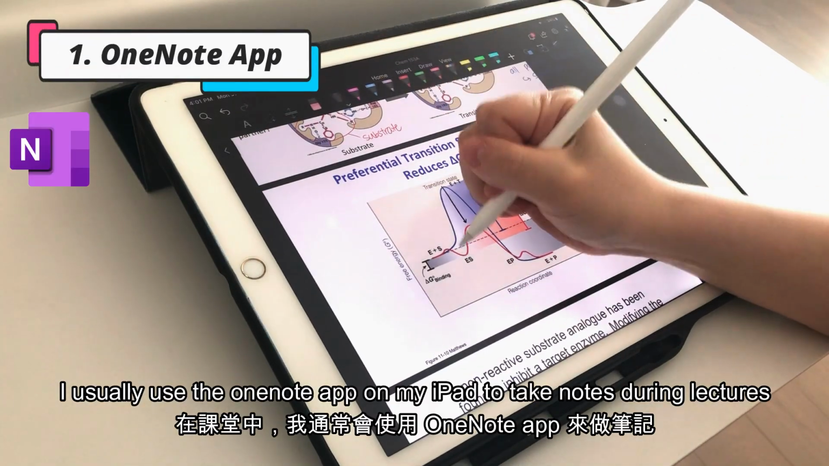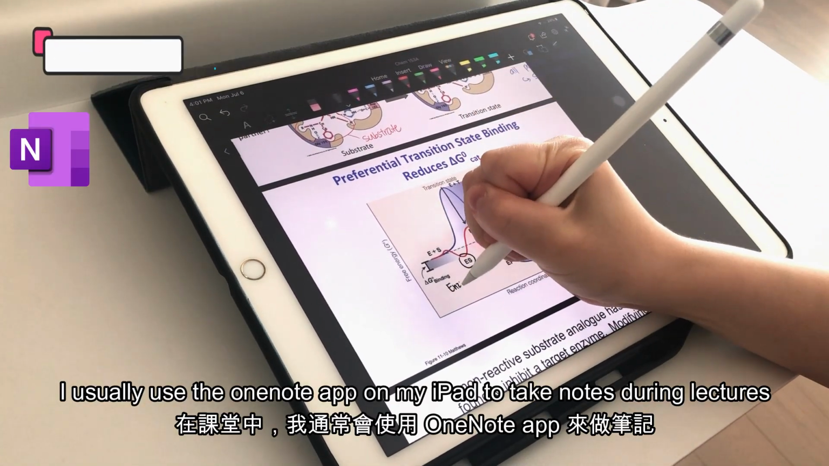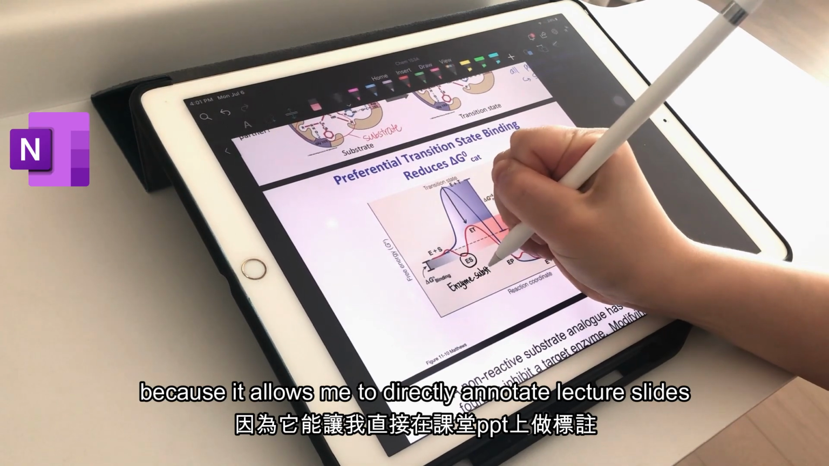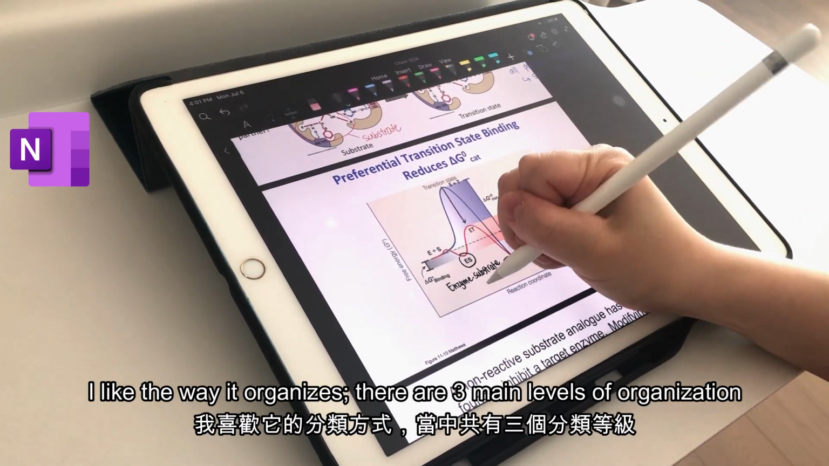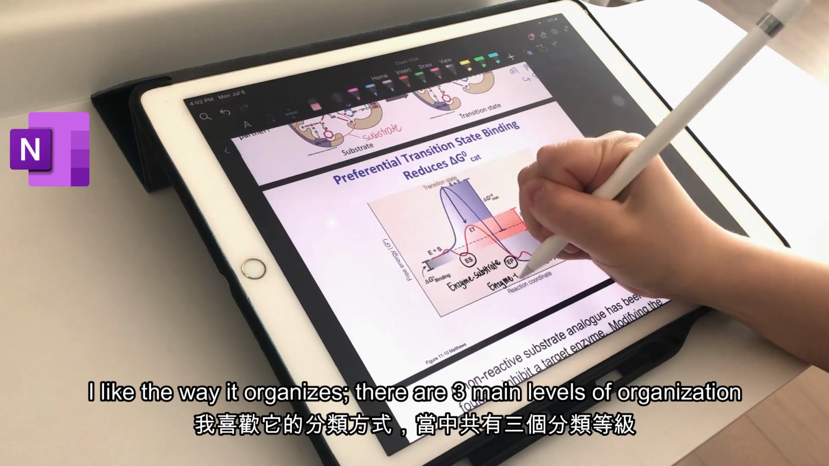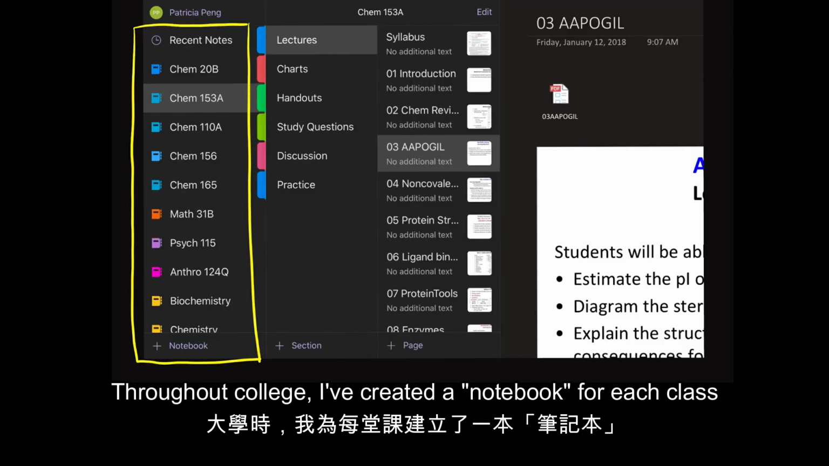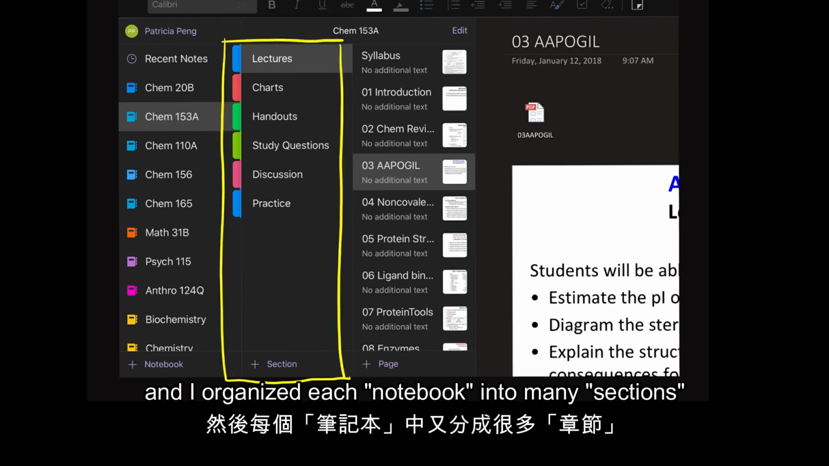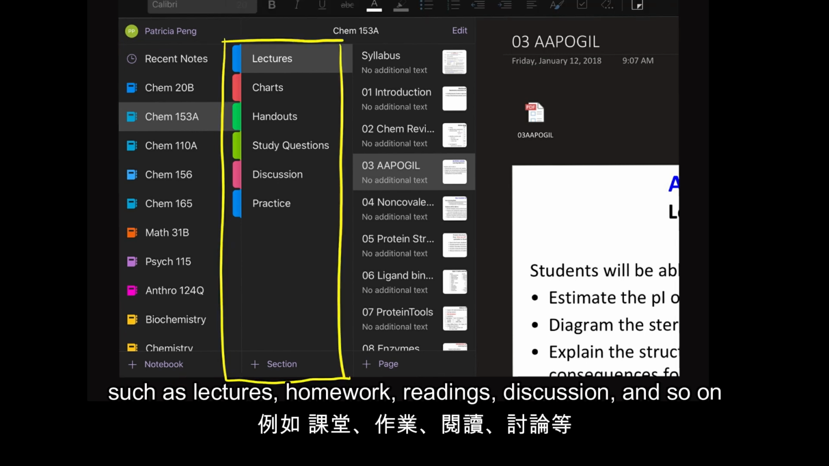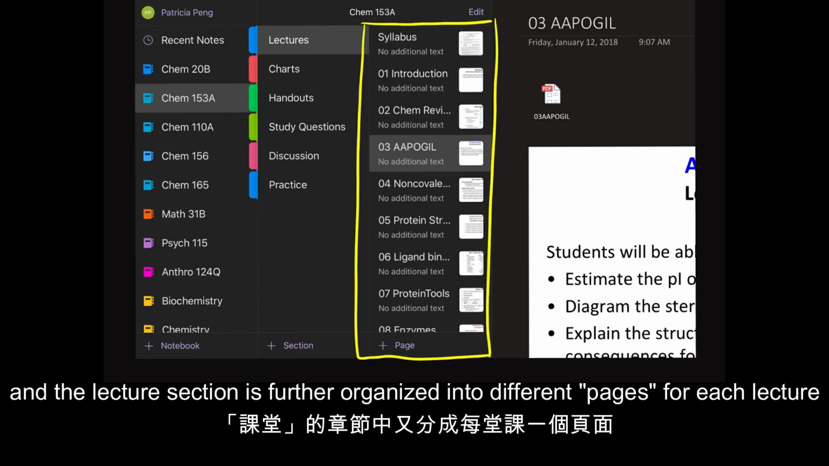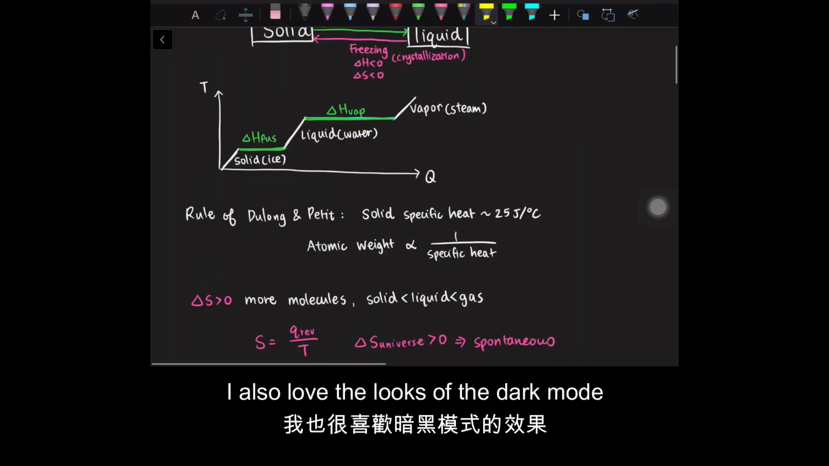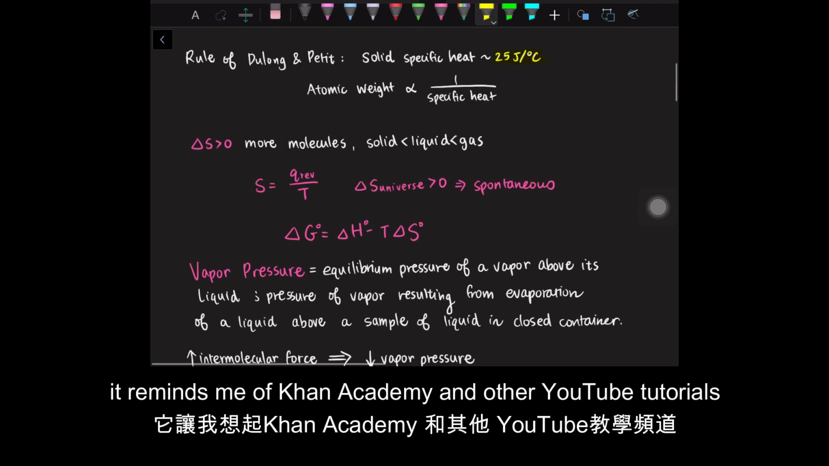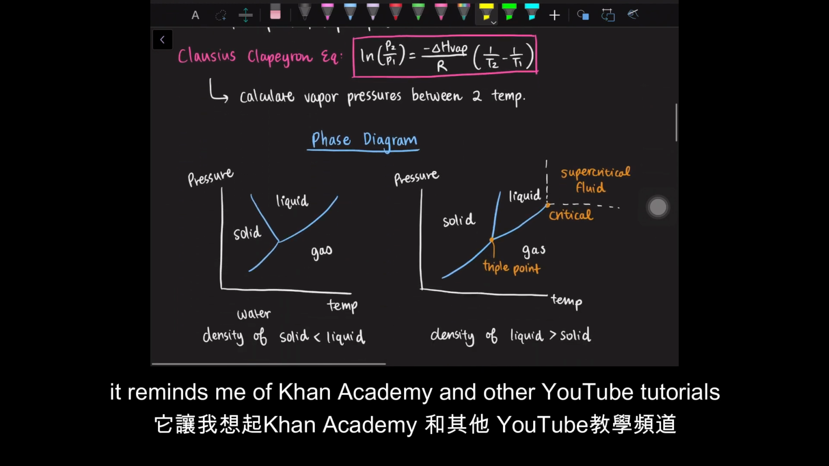I usually use the OneNote app on my iPad to take notes during lectures, because it allows me to directly annotate lecture slides. I like the way it organizes. There are 3 main levels of organization. Throughout college, I've created a notebook for each class, and I organize each notebook into many sections such as lectures, homework, readings, discussion, and so on. And the lecture section is further organized into different pages for each lecture. I also love the looks of the dark mode. It reminds me of Khan Academy and other YouTube tutorials.